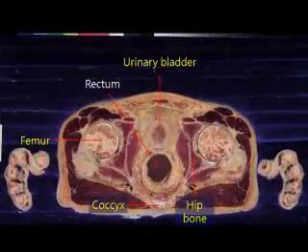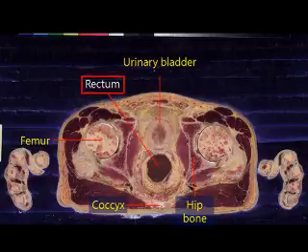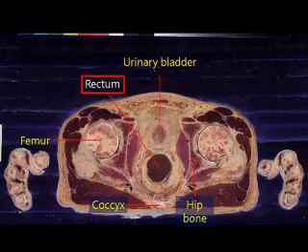The sigmoid colon becomes the rectum. There is also food found in the rectum. The rectum is located at the rear of the urinary bladder. The rectum and urinary bladder are surrounded by the hip bones.